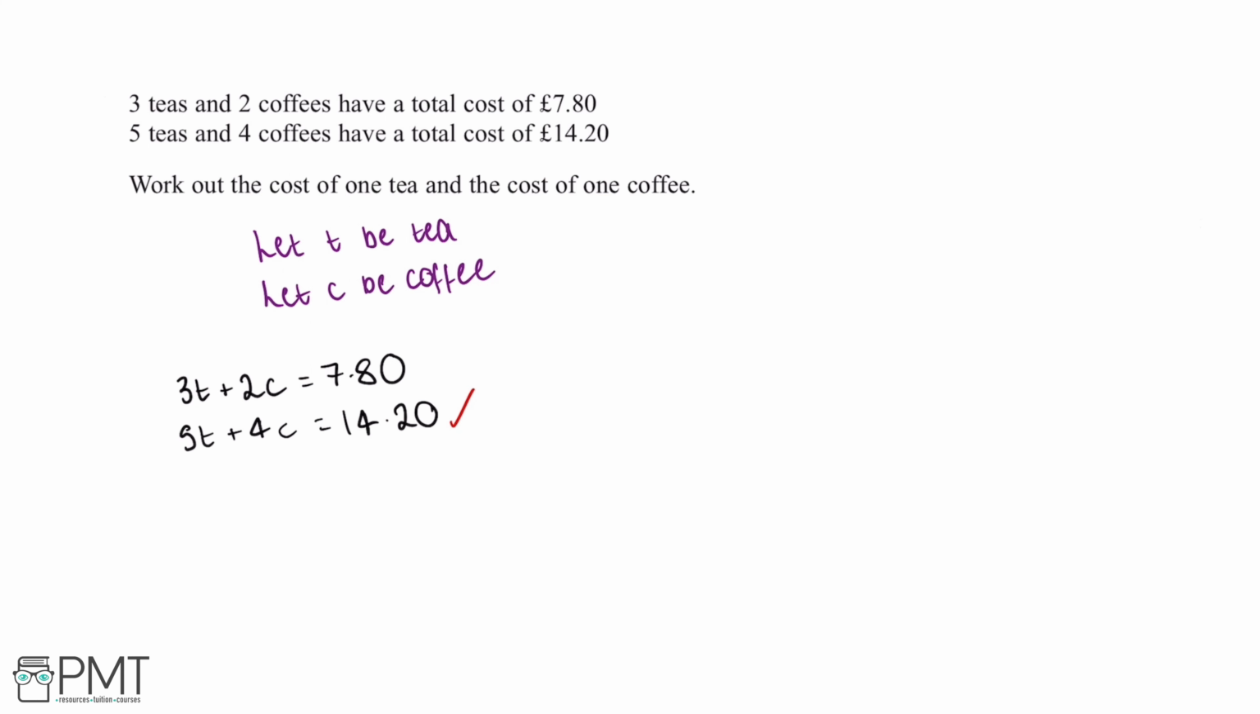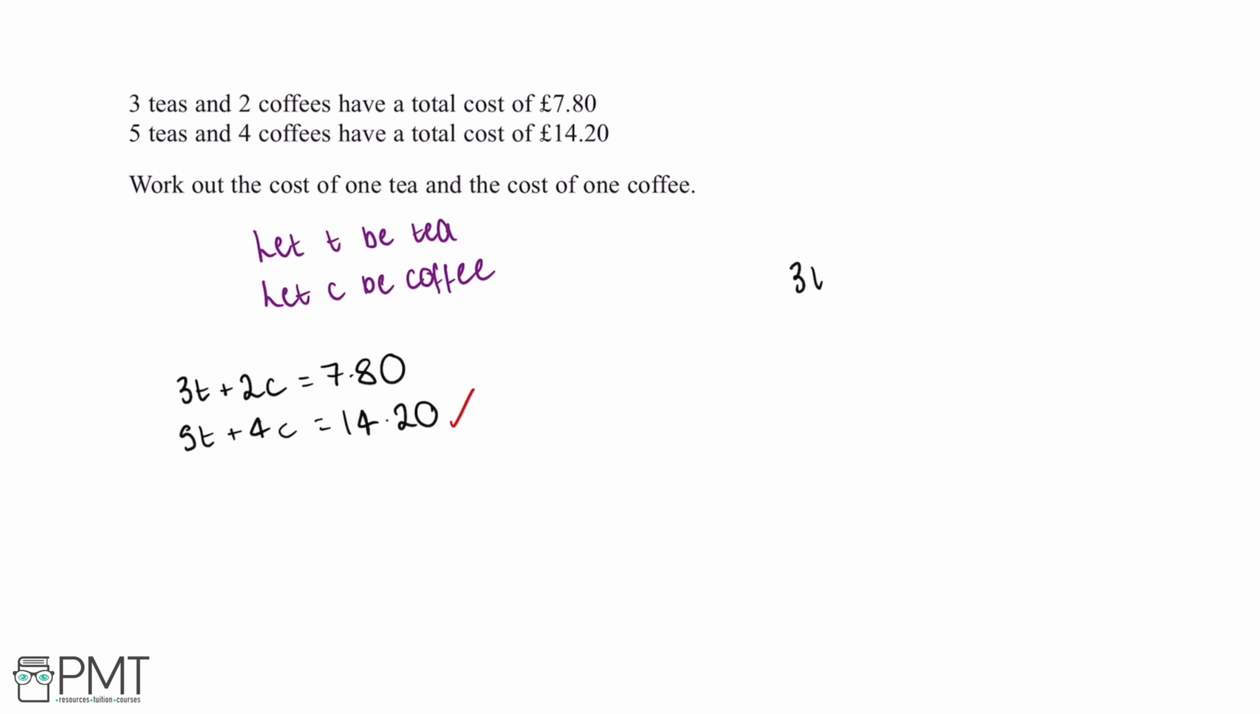So the next thing we need to do is eliminate one of these variables. In order to do this, we can form a set of simultaneous equations from these 2 equations. However, in order to do so, we need one of these variables to have the same number in front of it. As we can see, we have a 2c in the first equation and a 4c in the second equation. So what we can do is multiply this first equation by 2 so that we'll get a 4c in the equation.